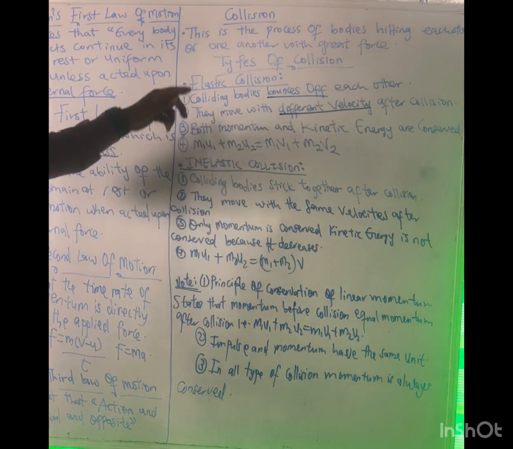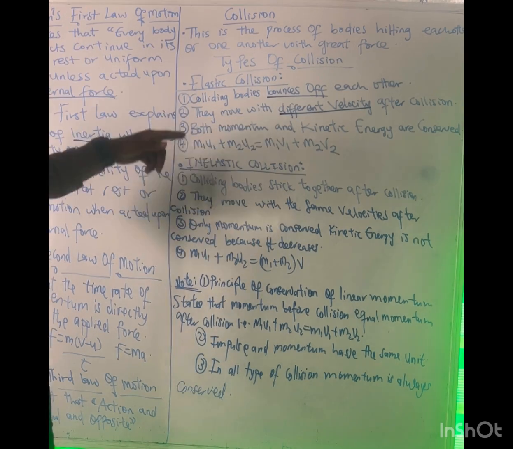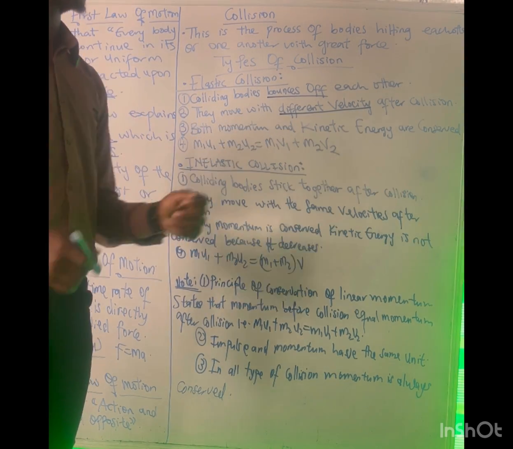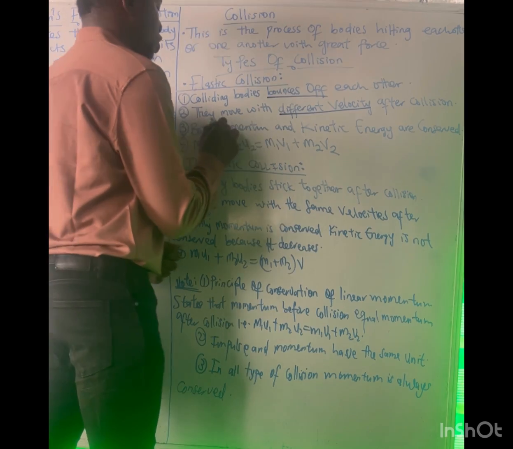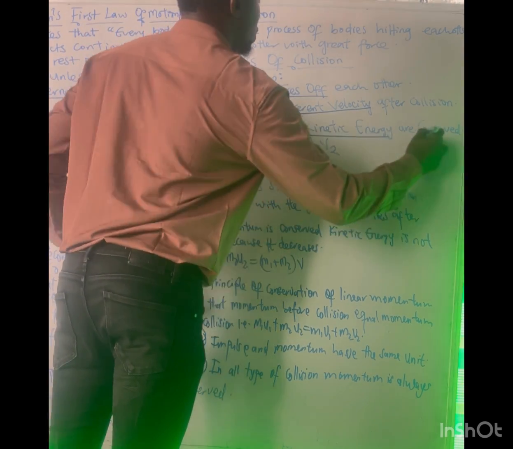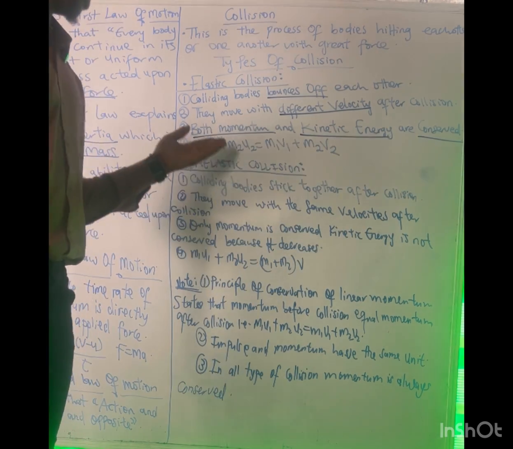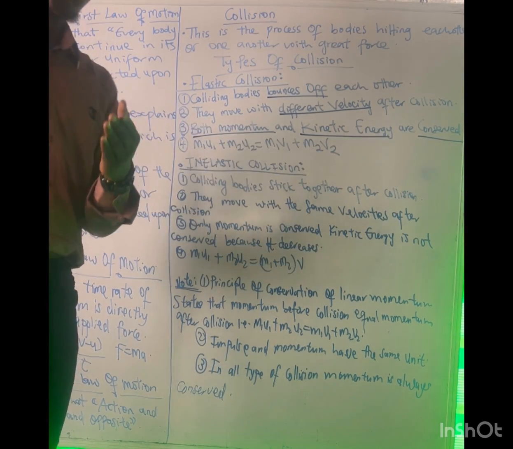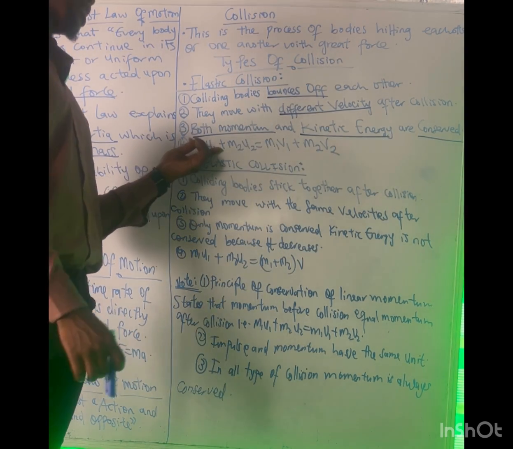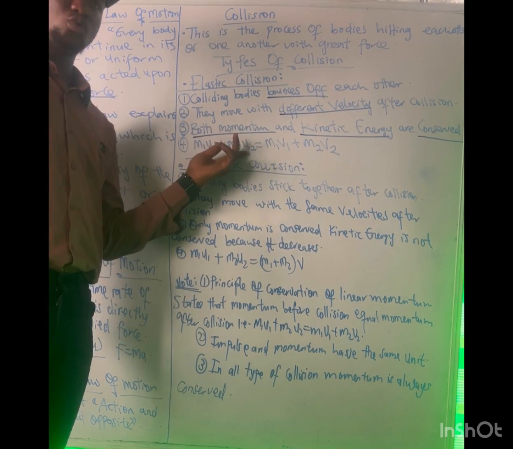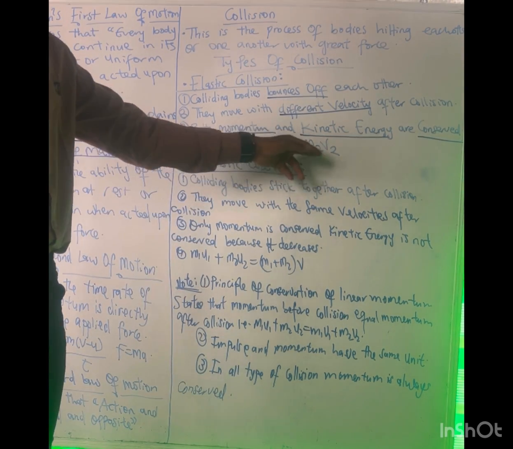Also, in elastic collision, you have to know that both momentum and kinetic energy are conserved. Since both momentum and kinetic energy are conserved, from the principle of conservation of linear momentum, m1u1 plus m2u2 equals what? m1v1 plus m2v2.